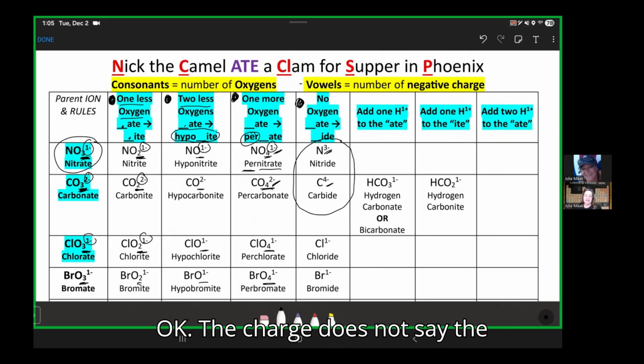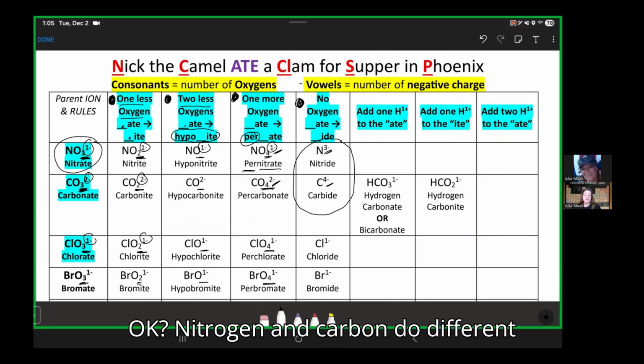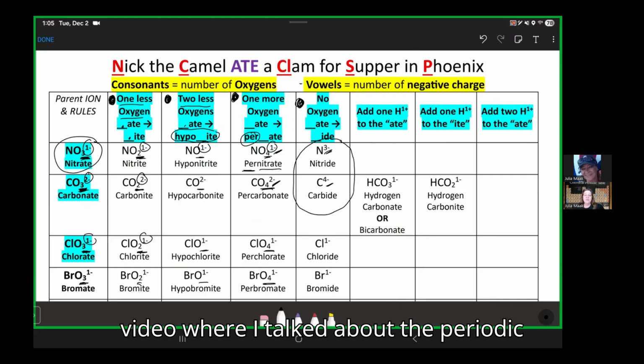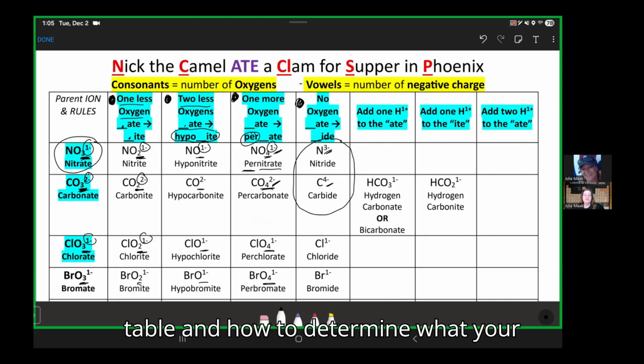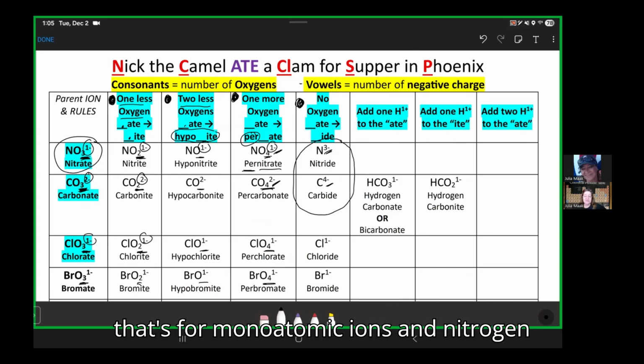The charge does not stay the same on nitrogen and carbon, okay? Nitrogen and carbon do different things, okay? So those are in my previous video where I talked about the periodic table and how to determine what your charge is from the periodic table. Okay, that's for monoatomic ions.